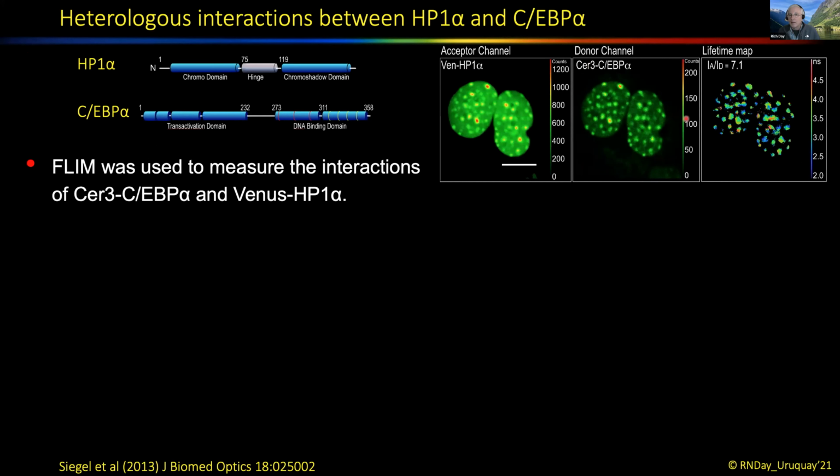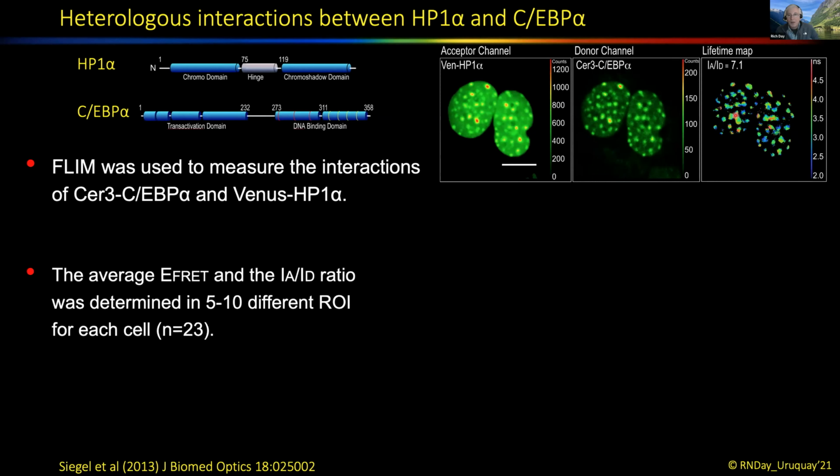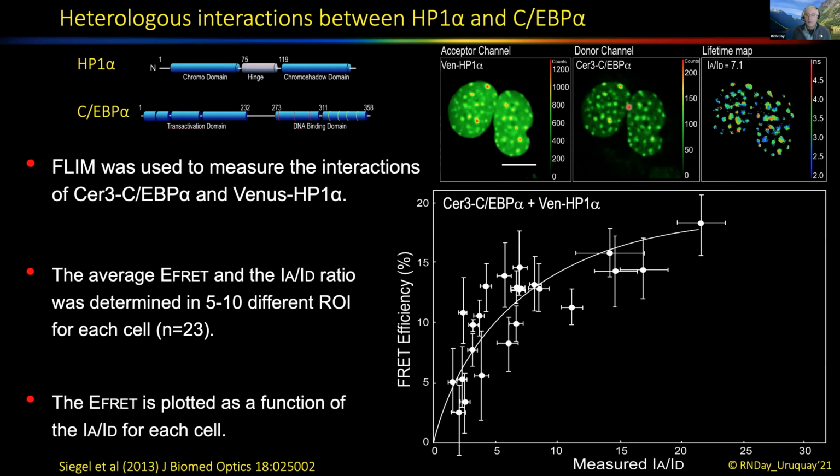And this is an example of one of these cells. This is a lifetime map. And we use this FRET-FLIM approach. We measured many cells, many ROIs in each cell. And then we plotted the FRET efficiency determined by lifetime as a function of the acceptor to donor ratio. And as you can see, we have a FRET between CEBP alpha and HP1 alpha that saturates at a FRET efficiency around 15%. So this is telling us that indeed we are able to measure the interaction between these two proteins using this FRET-FLIM approach.